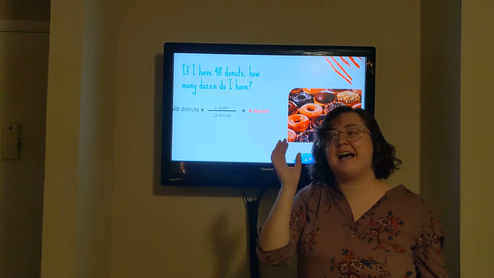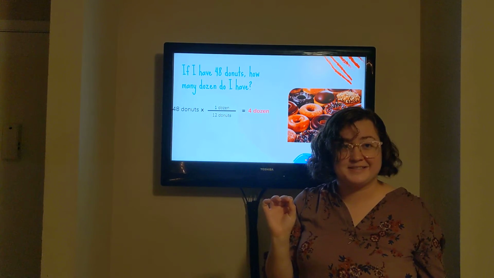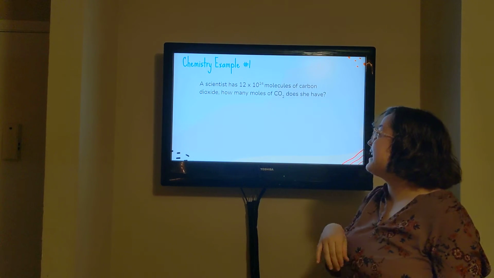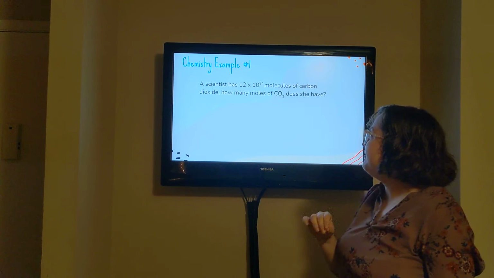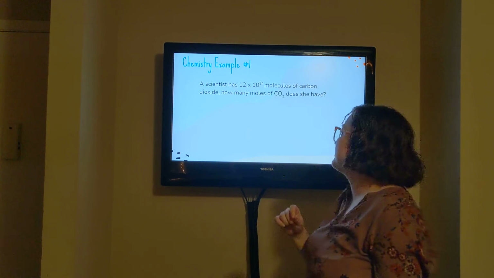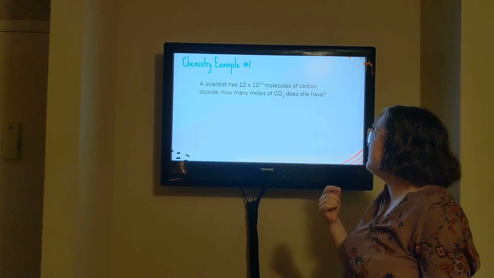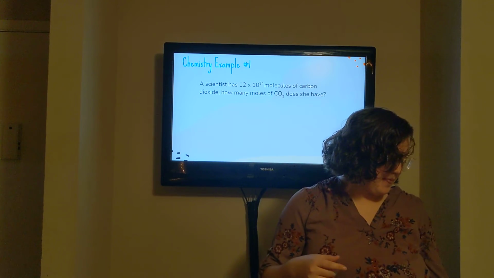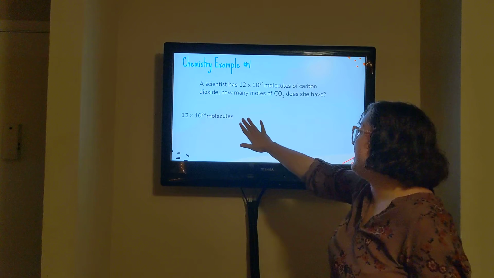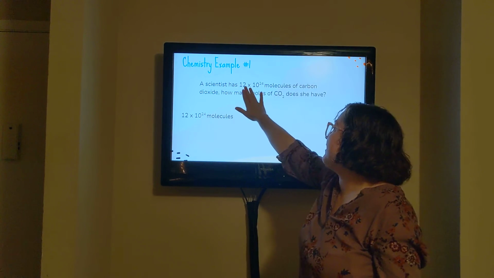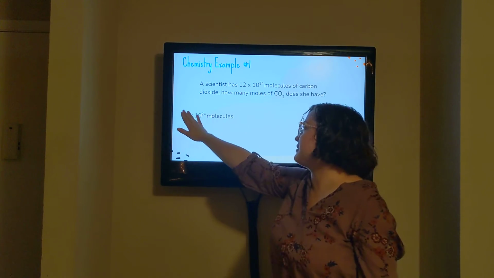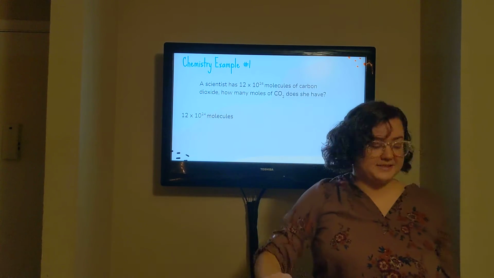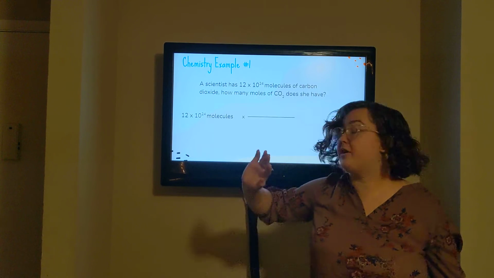So now, getting out of the Dunkin' Donuts mentality and into the science mentality: a scientist has 12 times 10 to the 24 molecules of carbon dioxide. How many moles of carbon dioxide does she have? So again, we start with what we have. We have 12 times 10 to the 24 molecules. So we're going to write out here 12 times 10 to the 24 molecules, and then we're going to set up our equation.